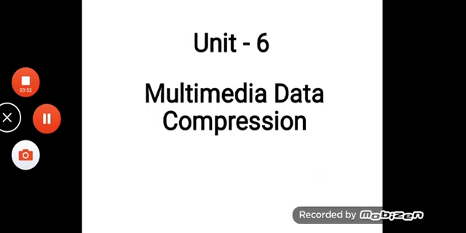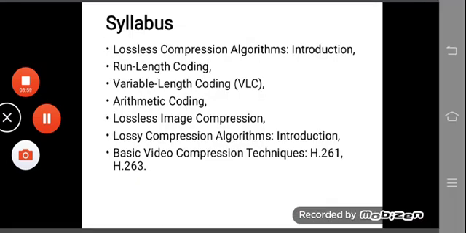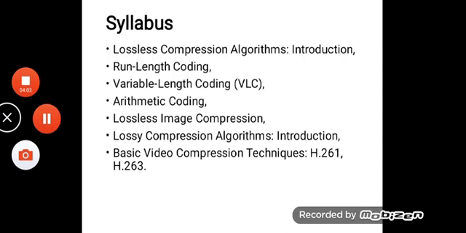So let us quickly go through what will be there inside the contents of this chapter. The contents here will be the lossless compression algorithms, so the introduction of lossless compression, followed by its different types, like run length coding, followed by variable length coding, followed by arithmetic coding. All these three are basically the coding types for the lossless compression algorithms which are being used for the multimedia platform.